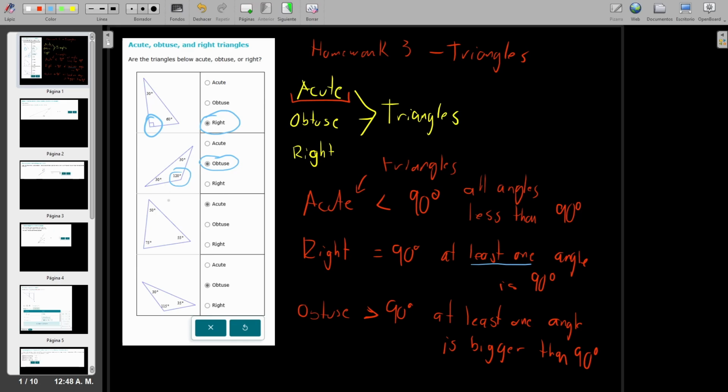Now for the next one, as you can see, all three angles are less than 90 degrees, so by definition that all angles are less than 90 degrees, that makes it an acute triangle. And for the last one, we can observe as the second one, it has an obtuse angle. An obtuse, remember, is bigger than 90 degrees, so this makes it an obtuse triangle.